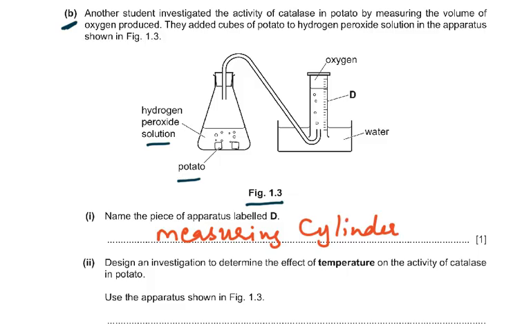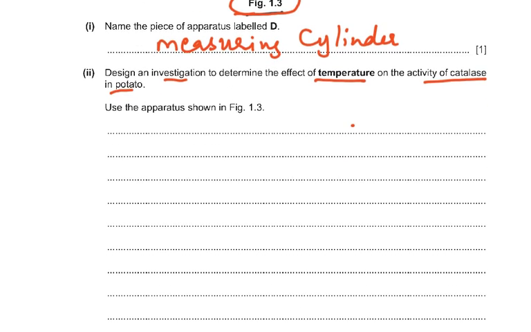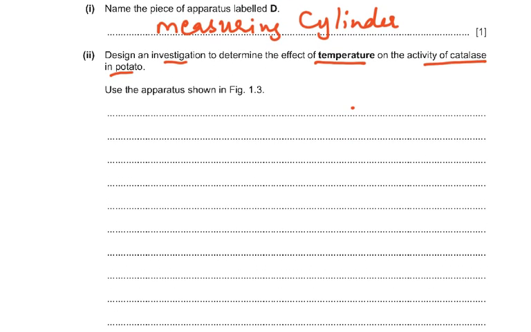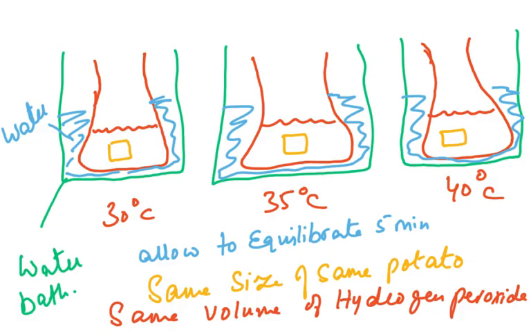Design an investigation to determine the effect of temperature on the activity of catalase in potato. Use the apparatus shown in figure 1.3. So we have to use this apparatus, and you have to design and investigate, determine the effect of temperature on the activity of catalase in potato. Now, how are we going to do it? Some of you one day asked me this question, can we just do a diagram? Yes, you can do a diagram, but if you know how to do a diagram, that is the main thing. So now I have drawn a diagram like this, and I have tried to show you how you could even do a diagram and you could draw it.